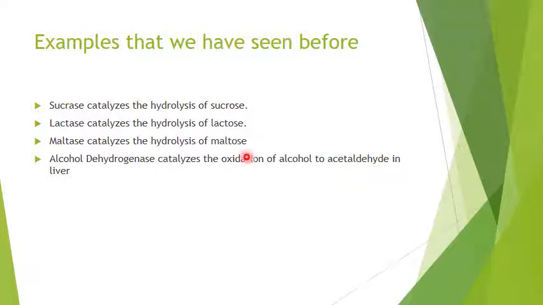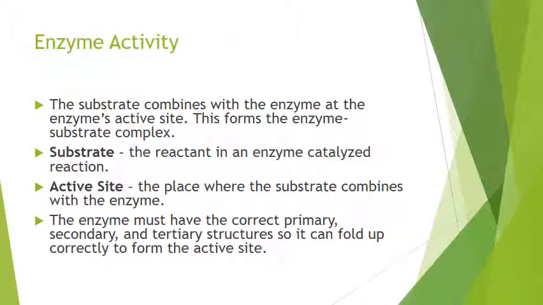Now, if you remember the chemical reaction, what happens when alcohol turns into acetaldehyde is two hydrogens go off. So what you do is you take alcohol, remove hydrogens, dehydrogenase, and it's an enzyme. Okay, so what we're going to do is talk about actually how enzymes work now.